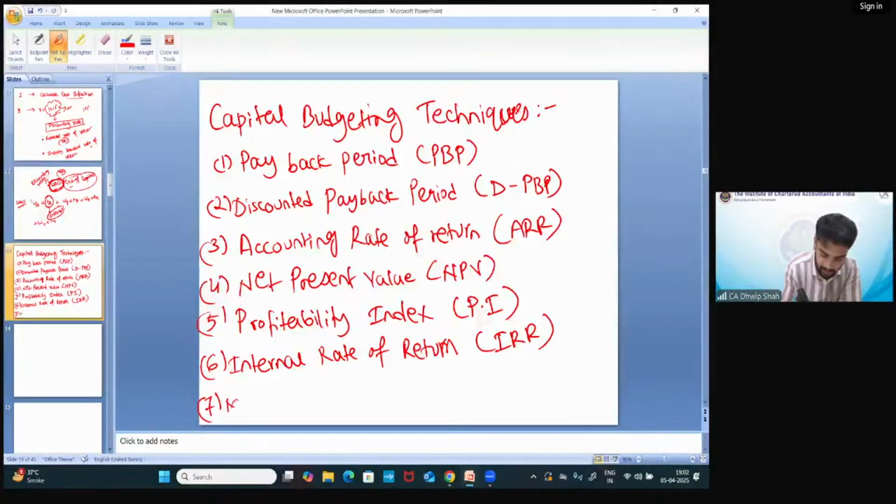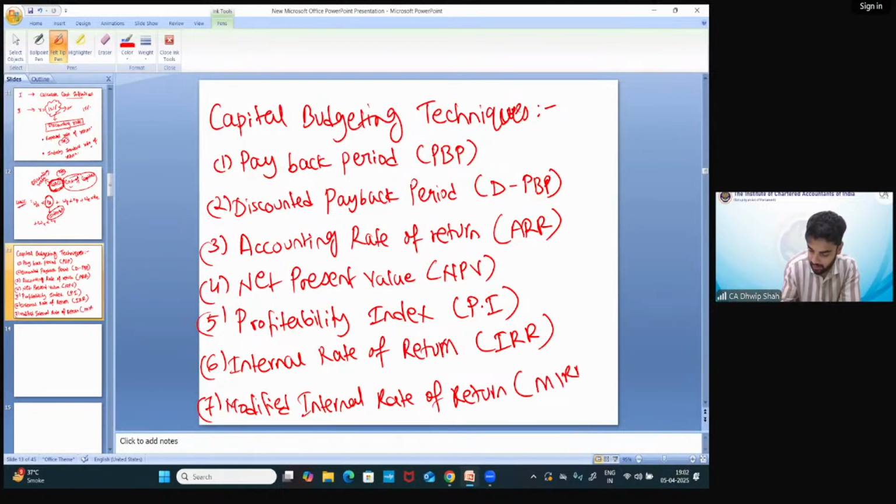And last but not the least is the modified version of internal rate of return, modified internal rate of return, which is called MIRR. So these are 7 different techniques, or rather 7 different ways of deciding whether to invest in the project or not. It depends on the corporate which technique they want to follow.